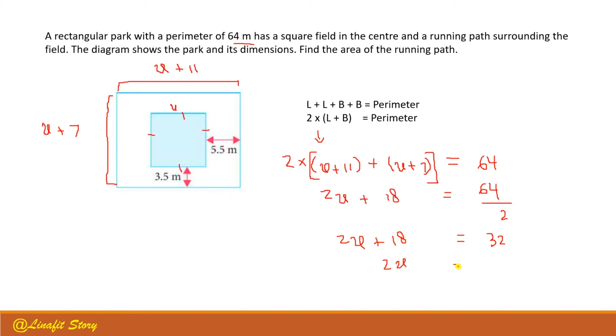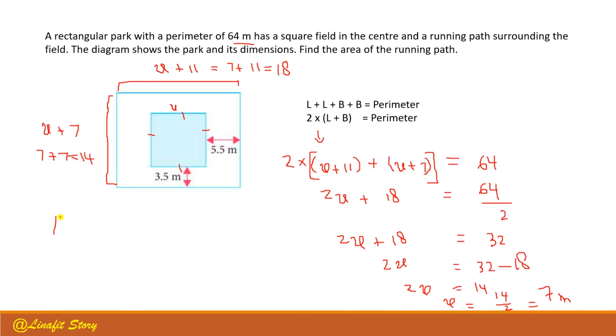So 2x is equal to 32 minus 18. 2x is equal to 14. So x is equal to 14 divided by 2, which is 7 meters. The breadth is x plus 7, so 7 plus 7 is equal to 14. And the length is x plus 11, so 7 plus 11 is equal to 18.